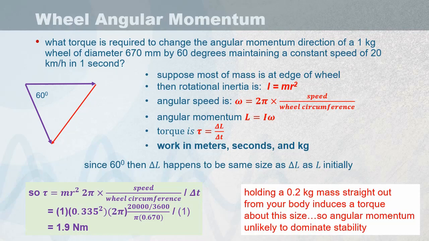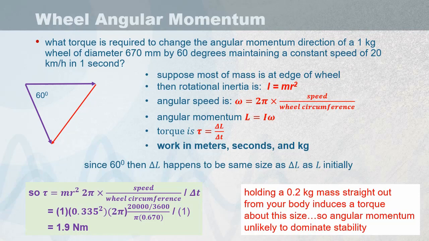So let's assume that all the mass of the wheel is at the edge, and that just means that the rotational inertia I is going to be equal to the mass of the wheel times its radius squared. If we assume that some of that 1 kilogram is close to the center, that's only going to decrease the rotational inertia and hence decrease the angular momentum of the wheel. So this is kind of a conservative estimate.